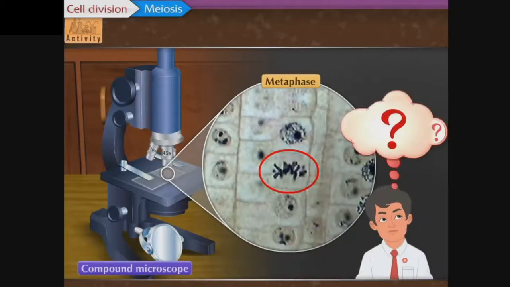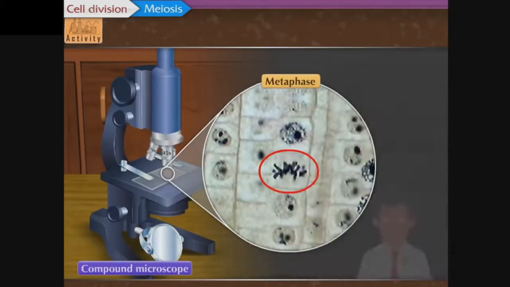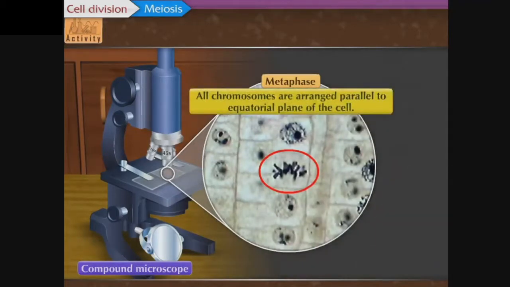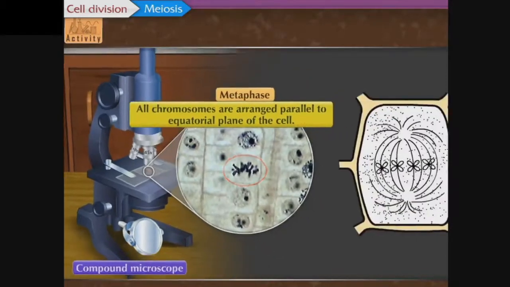How did you identify the step? As all the chromosomes are arranged parallel to the equatorial plane of the cell, we can say that the cell observed is in metaphase step. Sketch the figure in your notebook.